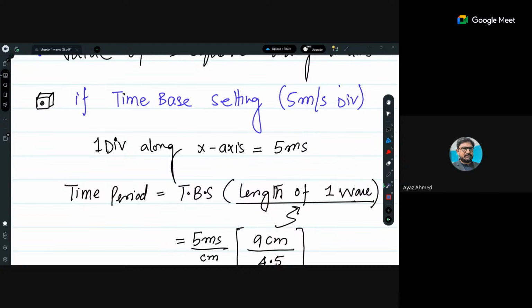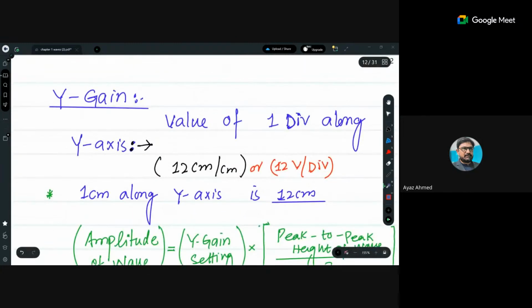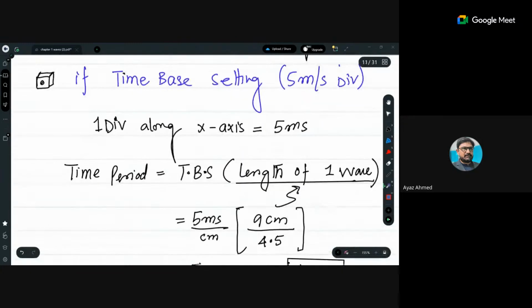And secondly, if I say what is y gain, so y gain is basically the height of the wave, or the height of one division along the y-axis. Okay, let me explain the time base setting first, because that is a complete slide. Then you will move forward to y gain.